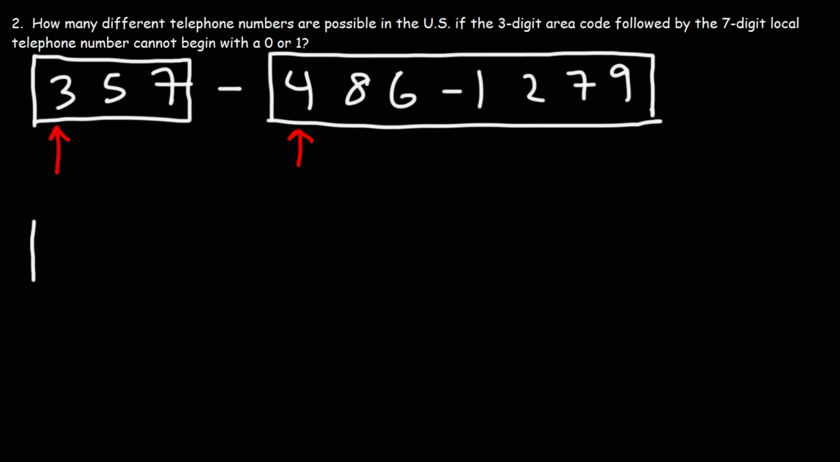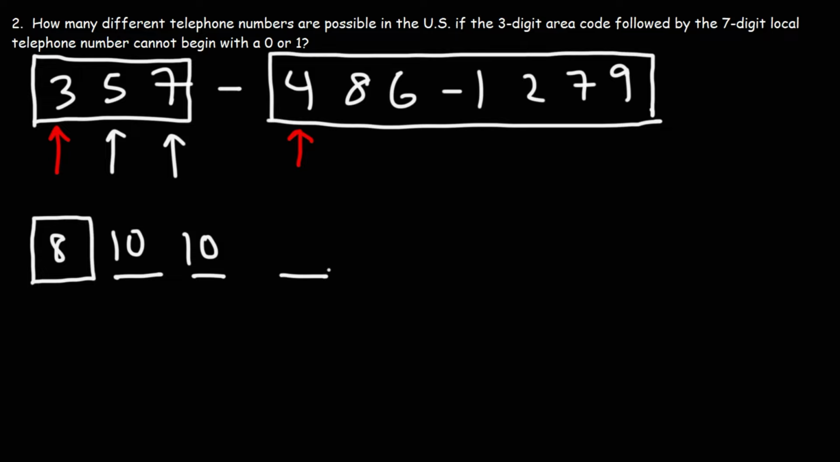So let's start with the first digit. So we have the numbers 0, 1, 2, 3, 4, 5, 6, 7, 8, 9. That's 10 possible numbers, but we can't have a 0 or a 1. So we have 8 possible choices for the first spot. Now for the second spot, we can have any number from 0 to 9. So that's 10 possibilities. And the same is true for the third spot. Now for this spot, we can't have a 0 or a 1. So that's going to be 8 possibilities. Everything else, we can have all numbers from 0 to 9. So that's going to be 10 possibilities.